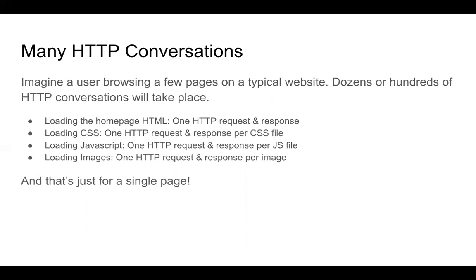Whenever you visit a typical website, it's not just one HTTP request and one HTTP response. It may be dozens or hundreds of conversations taking place, not simultaneously, but very, very quickly. So for example, getting the raw HTML is one request and response. The CSS is another HTTP request and response, then the JavaScript. And then you might need another HTTP request and response per image on the page.